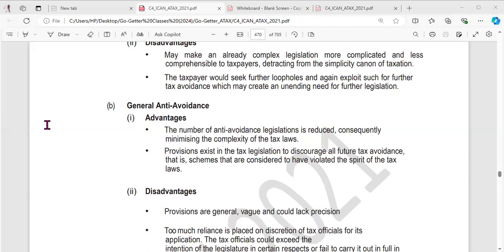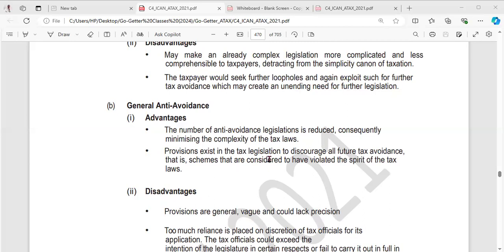So when you are making a general legislation, you are reducing your specific anti-avoidance provision. And also, provision exists in the tax legislation to discourage all future tax avoidance, that is, schemes that are considered to have violated the spirit of the tax law. So when you make your provision like that, it is seen to discourage future tax avoidance. And that is a general provision. So when they check what you are doing against the spirit of the law, which is the intent and purposes of the law, you find out that if you are doing tax avoidance, this law is speaking directly to it.